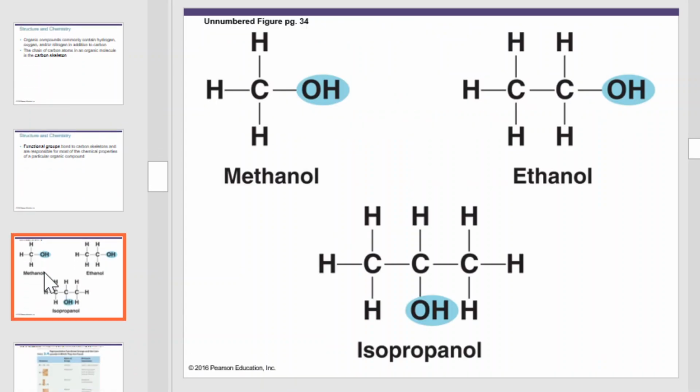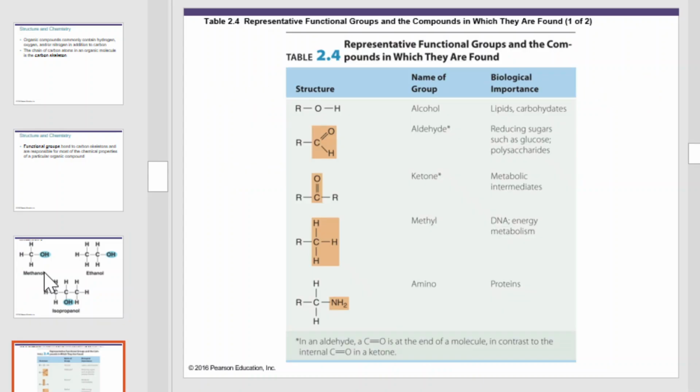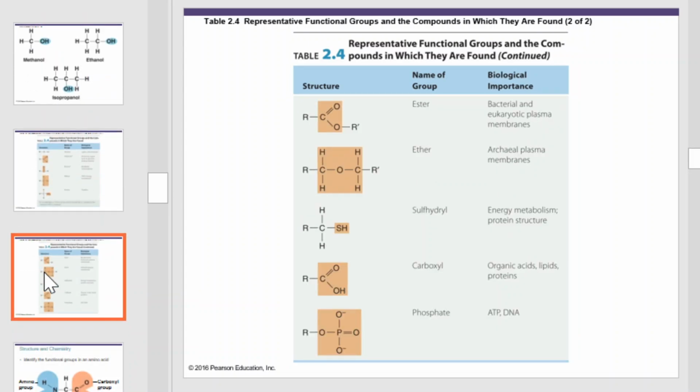This is an example of just a few organic compounds: methanol, ethanol, and isopropanol. This table shows a variety of functional groups that can attach to and work within organic compounds. This is a second table of functional groups for organic compounds.